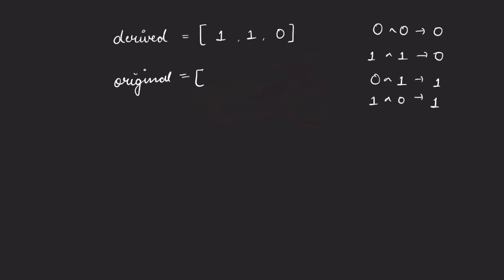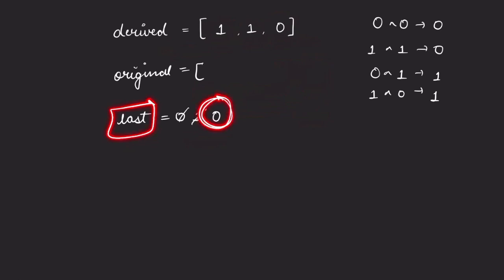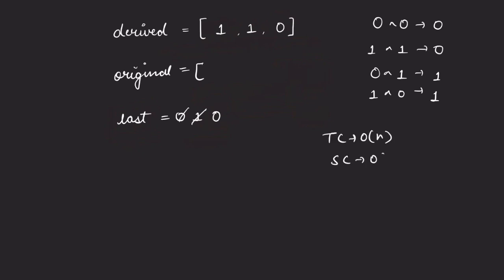So basically what you can do is create a variable last and initialize it to 0, and then start traversing the derived array. So we have a 1, so this will be inverted, so it will change to 1. Again we have a 1, this will be inverted, so we will get a 0. Then we have a 0, so this will remain the same, it will remain 0 only, and then we are done with the derived array. Now we need to check that if the last is still 0, then the answer is true, otherwise it is false. So this is what we need to do. Here we will just iterate once in the derived array and we won't take any extra space. So the time complexity will be order of n and the space complexity will be constant.